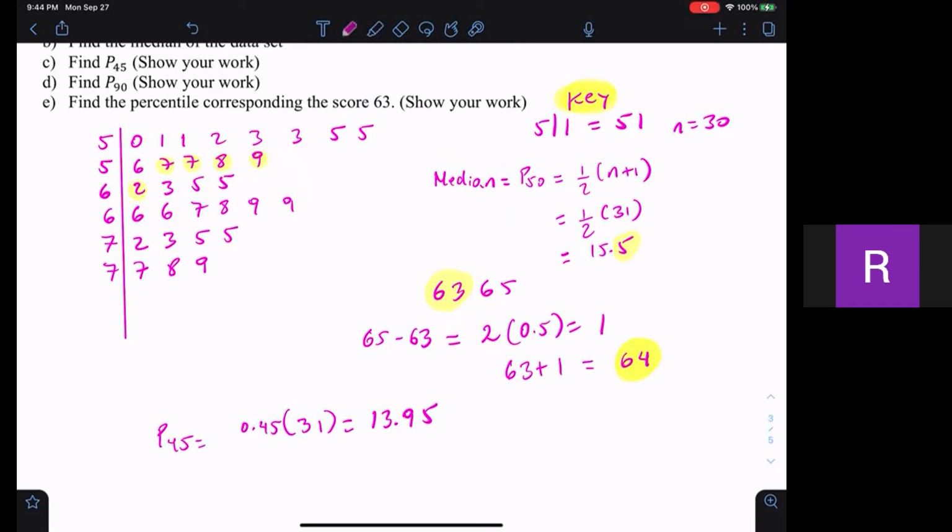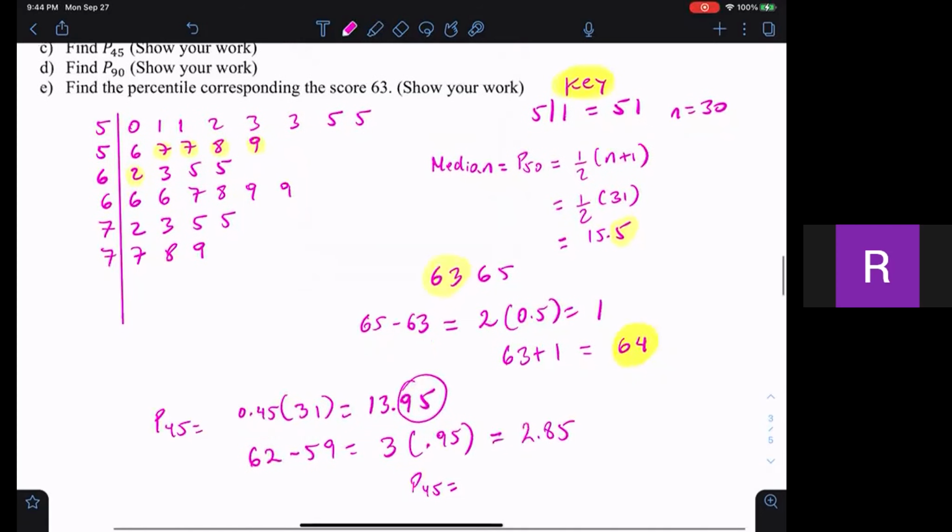So if you subtract 62 minus 59, you get 3. And then you multiply times this decimal, which is 0.95, right? So 3 times 0.95, you get 2.85. So the 45th percentile, you add the lowest value plus this 2.85. So that's supposed to be 61.85. So that's your 45th percentile, okay?